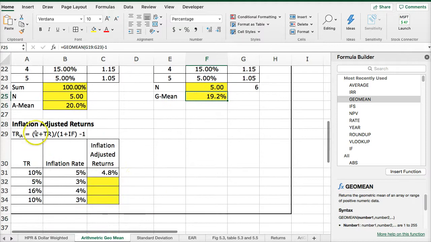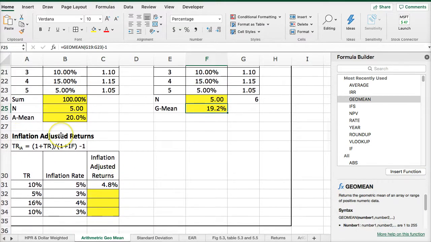Okay, let's look at the inflation rate, inflation adjusted returns. So here we have the formula from the textbook: 1 plus the total return divided by 1 plus the inflation rate, -1. So this gives us the inflation adjusted rate. So you can see that it's not simply total return minus inflation rate. We get a rate that is different than that, so slightly smaller. And this is the formula up here. So pretty simple to calculate inflation adjusted rate of return.